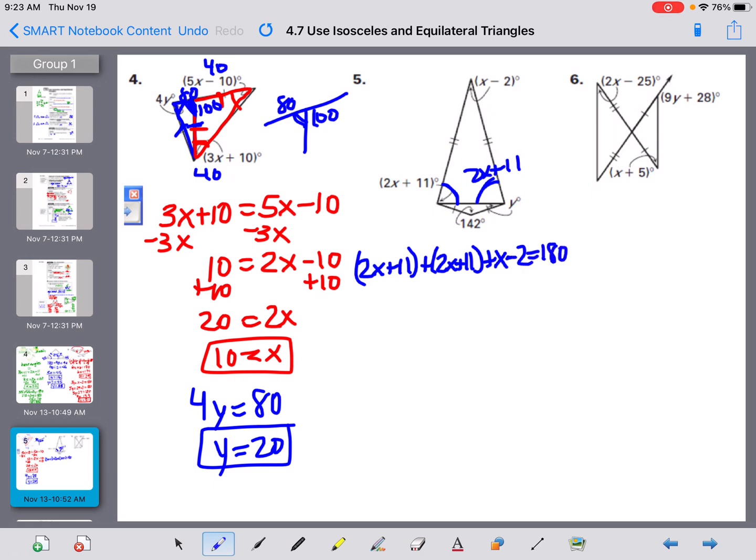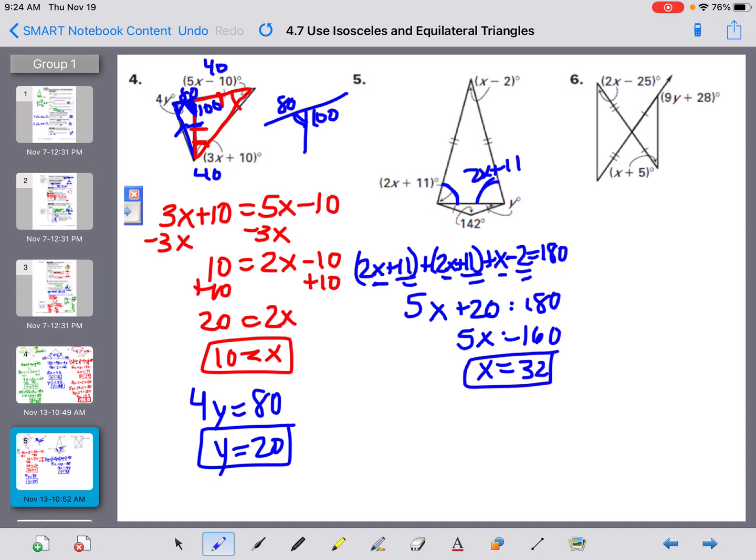Okay, so I have 2x plus x, that makes 5x. Positive 11 plus 11 minus 2 makes 20. Subtract my 20, divide by 5, x equals 32.